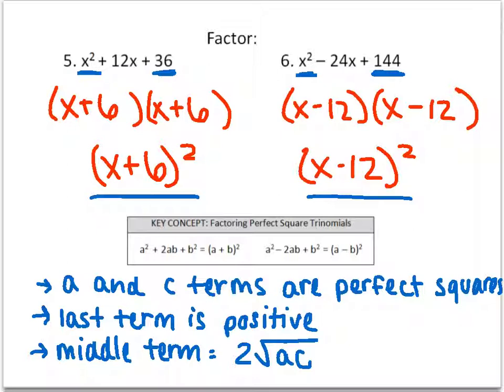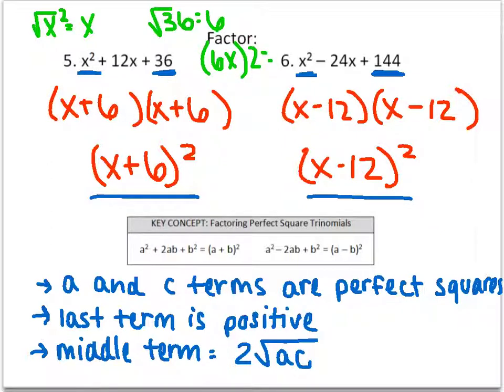So what we're saying here, the middle term is 2 times the square root of AC. What's the square root of x squared? Right, it's just x. What's the square root of 36? 6. Yes, 6. So the square root of AC is 6x. If I multiply that by 2, I would get what? 12x, which is the middle term. You don't need to show this work. I'm just showing you where the middle term is coming from.